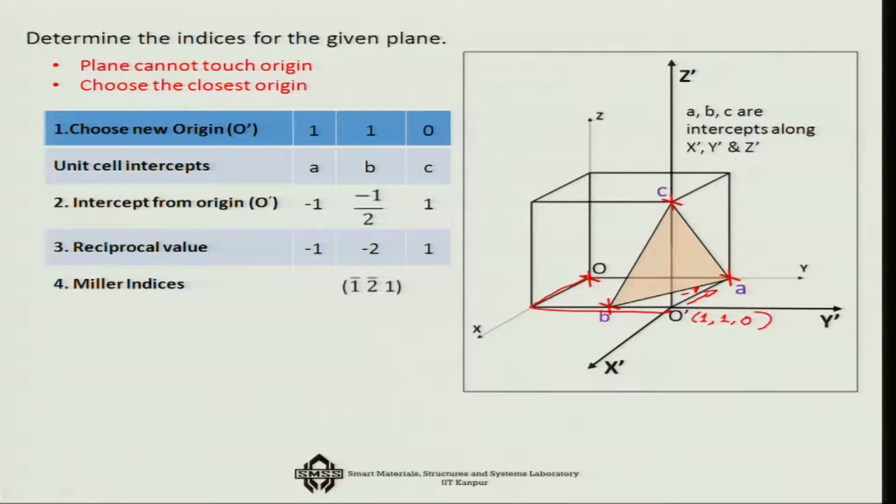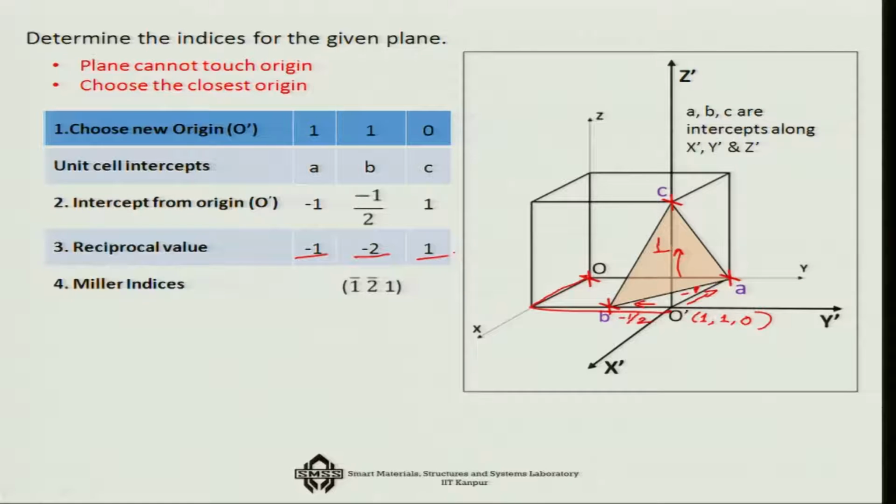Okay. Y axis, what is the intercept? Here again I am going in the negative y direction and this is -1/2, and z axis, what is the intercept? This is in the positive direction and this is unity. So, I can write that the intercepts are -1, -1/2 and 1. Okay. Now, you cannot keep a fraction. So, before we do anything further, of course, we have to find out the reciprocal values. So, if we take the reciprocal, then it is -1, -2 and 1.